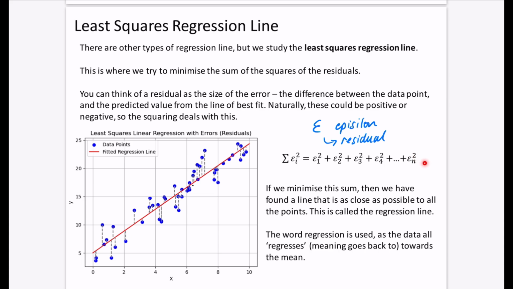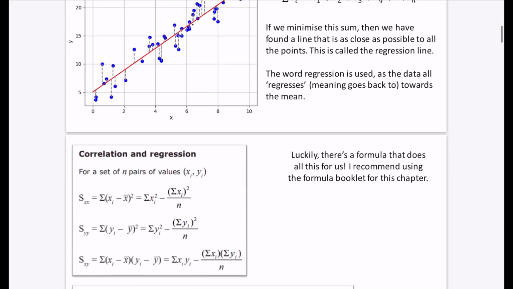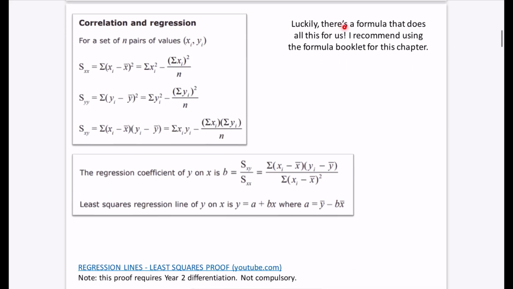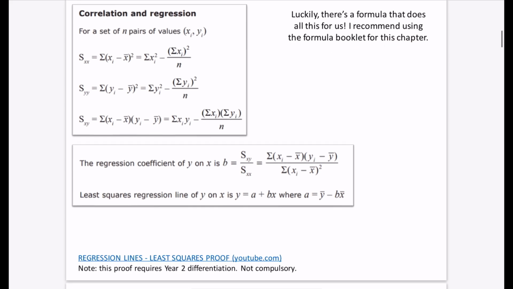Now, luckily, we don't have to do too much maths on this. They're actually going to give us all of the formulae. So luckily, there is a formula that does all of this for us. And I just recommend using the formula booklet for this chapter because it's a really good time saver that we have.